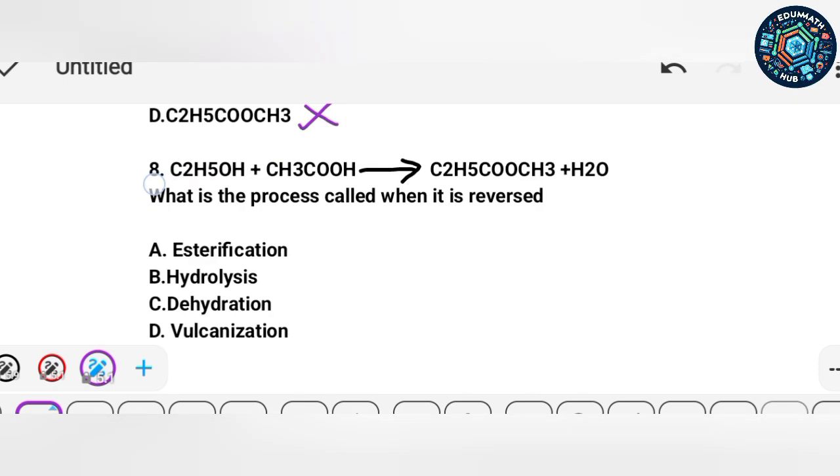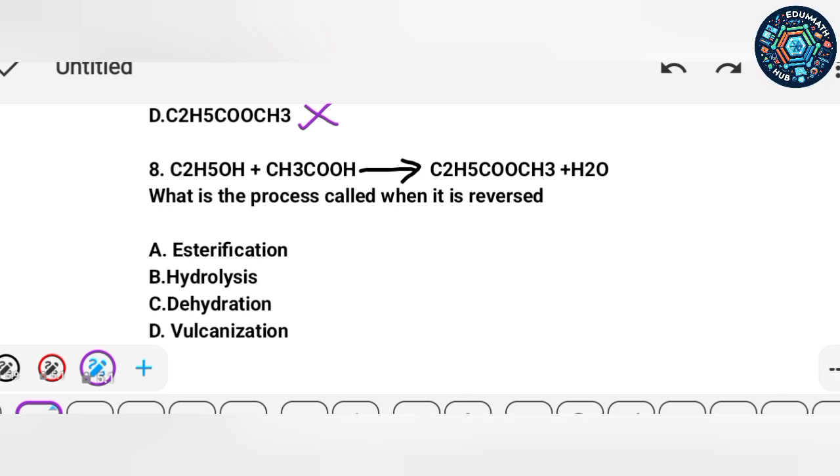For number 8, we are given C2H5OH plus CH3COOH produces this plus water. Now, C2H5OH is called ethanol. This is acetic acid or vinegar. And this is ethyl ethanoate. This one is water. So we are told, what is this process called? This is a very common process in organic chemistry. This process is called esterification.